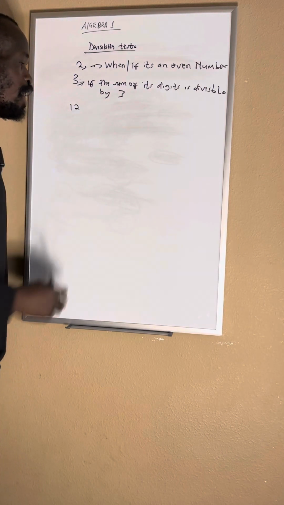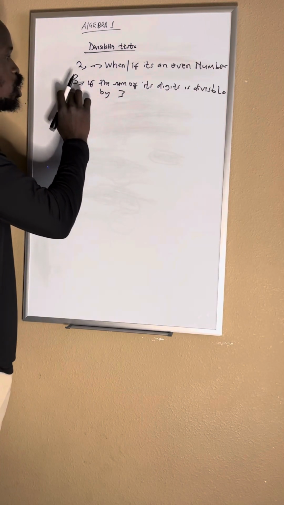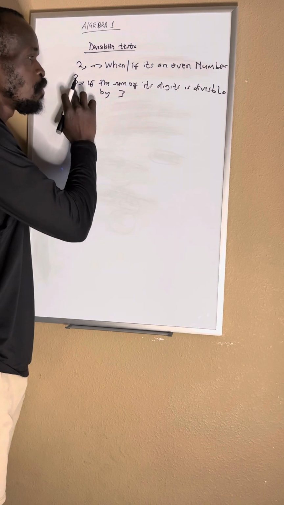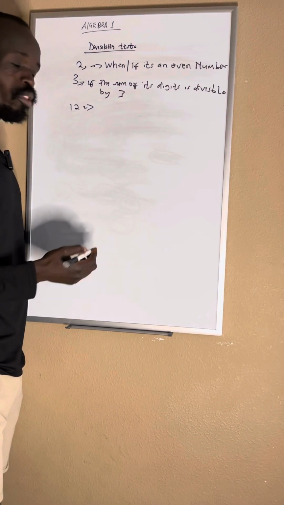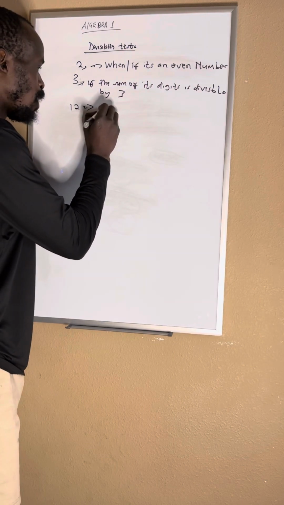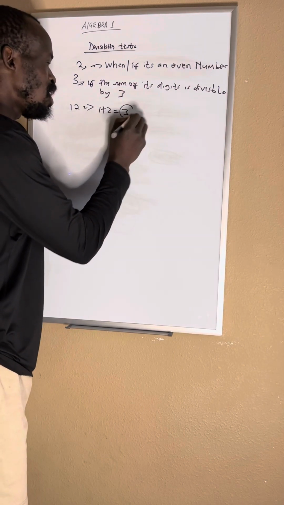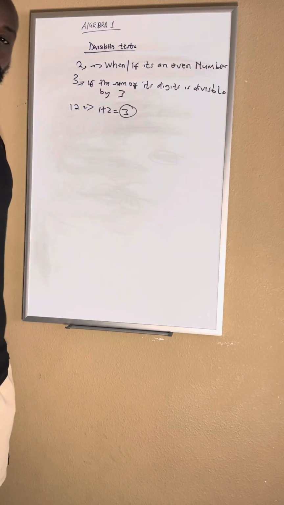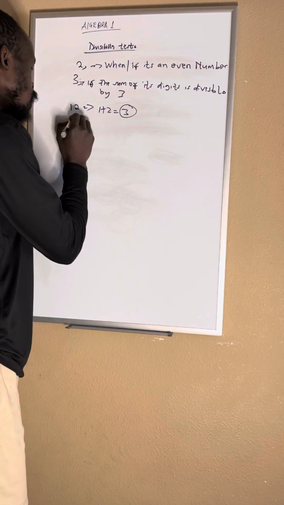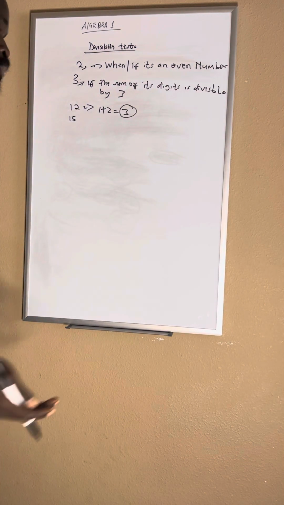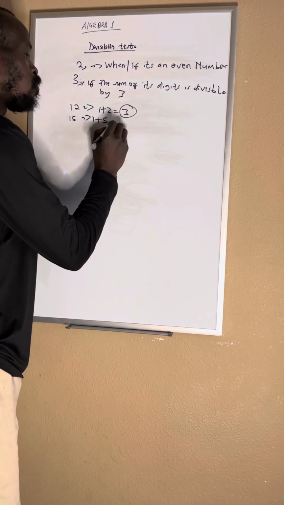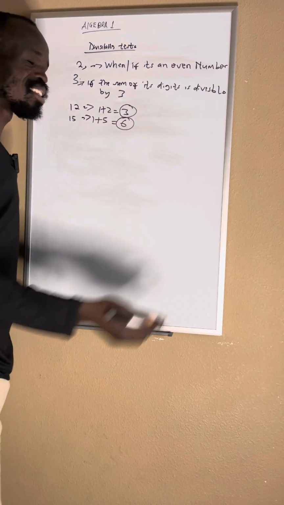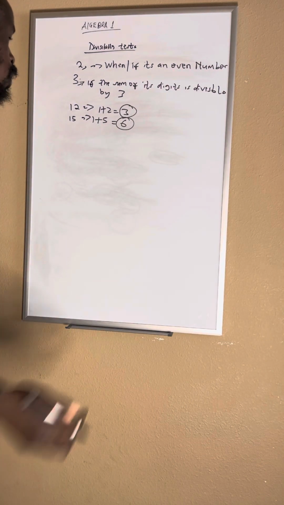12. What did we say about the divisibility test for 3? If the sum of its digits is divisible by 3. For 12, if we had 1 plus 2, what do you get? 3. And 3 is divisible by 3. What's our next number? 15. Is 15 divisible by 3? Let's test it. If you add 1 plus 5, you get 6. And 6 is divisible by 3.